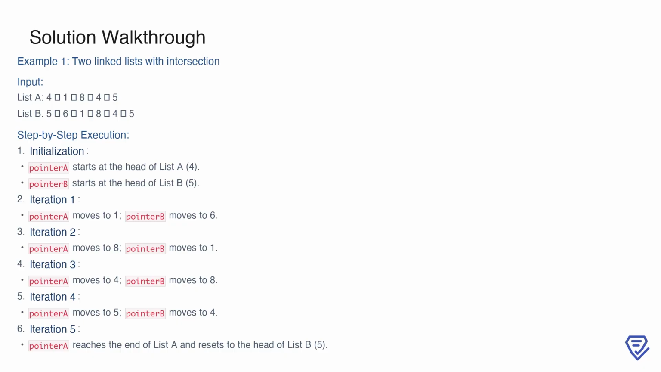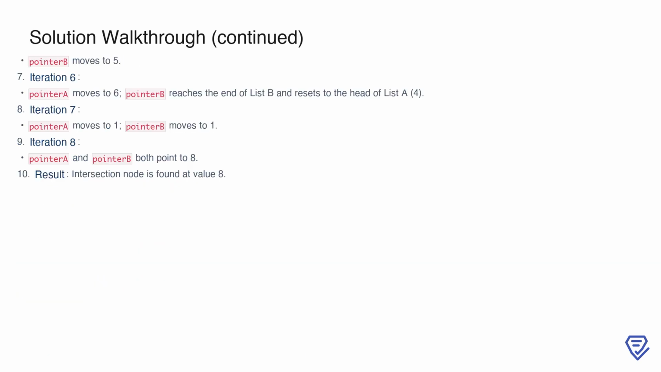When pointer A reaches the end of list A, it resets to the head of list B, starting again at 5. This switching mechanism is key to aligning the traversal paths of the two pointers, allowing them to eventually meet at the intersection node if one exists. After pointer A resets to the head of list B, pointer B continues its traversal and eventually reaches the end of list B, at which point it resets to the head of list A.